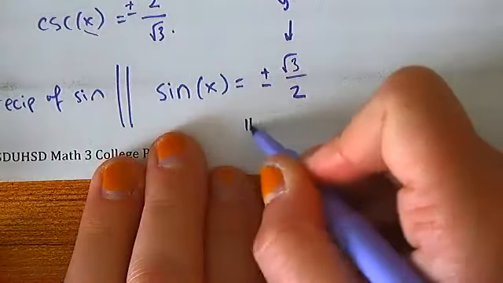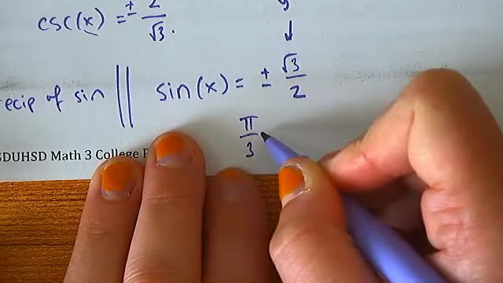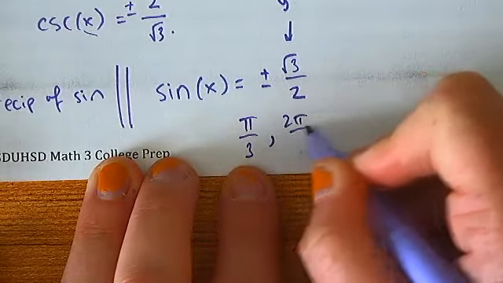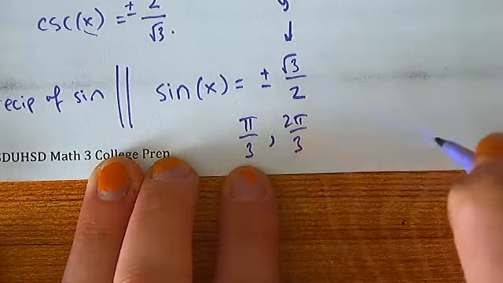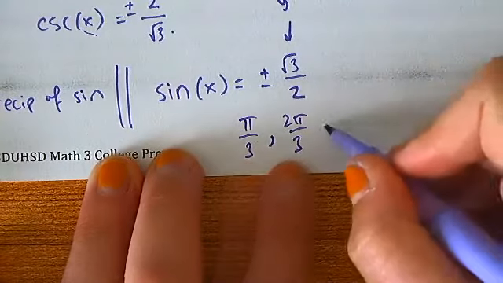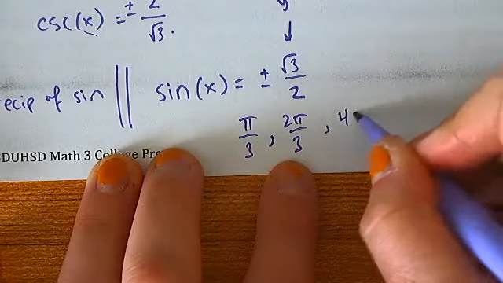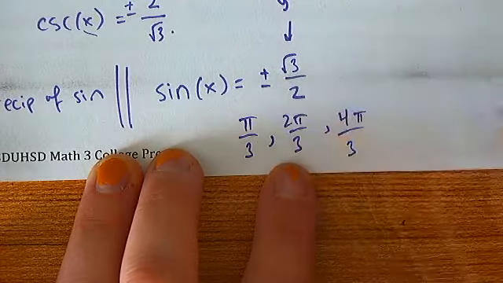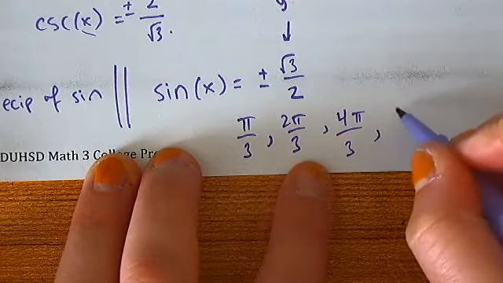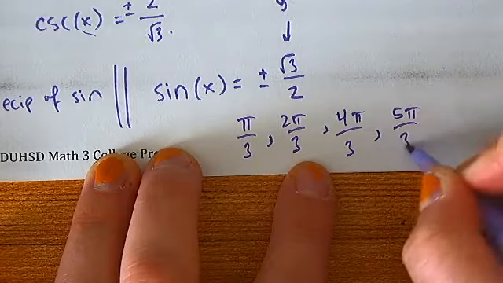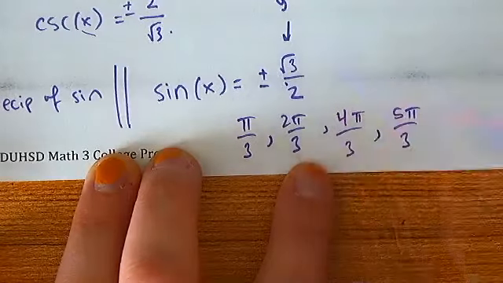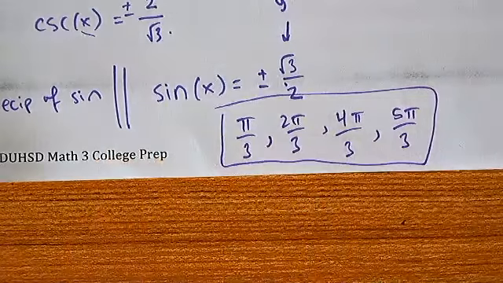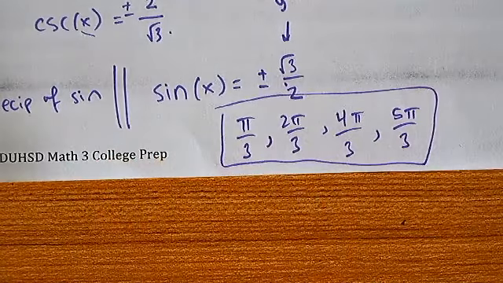So this one, that's quadrant 1, where it's equal to positive root 3 over 2. 2 pi over 3 is quadrant 2, where it's equal to positive root 3 over 2. Quadrant 3 is 4 pi over 3, because on the unit circle, that's where y equals negative root 3 over 2. And then in quadrant 4, at 5 pi over 3, the y value equals negative root 3 over 2. So this one had 4 answers. A little bit tougher.